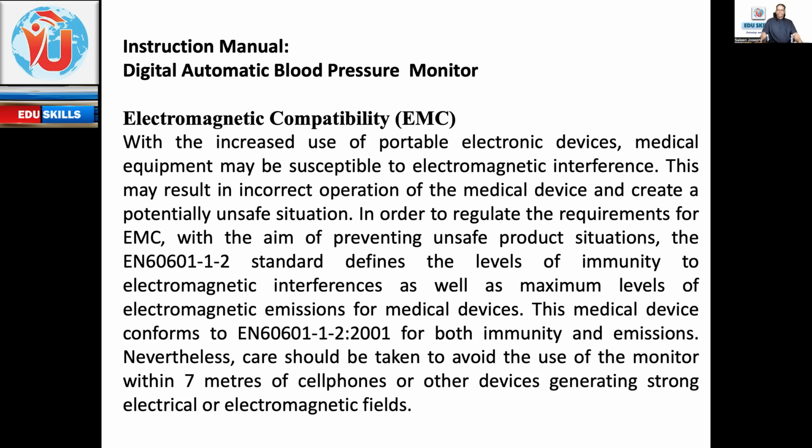60601-1-2 standard defines the level of immunity to electromagnetic interference as well as maximum level of electromagnetic emission for medical devices. This medical device conforms to EN 60601-1-2 2001 for both immunity and emissions. Nevertheless, care should be taken to avoid the use of the monitor within 7 meters of cell phones or other devices generating strong electrical or electromagnetic fields.